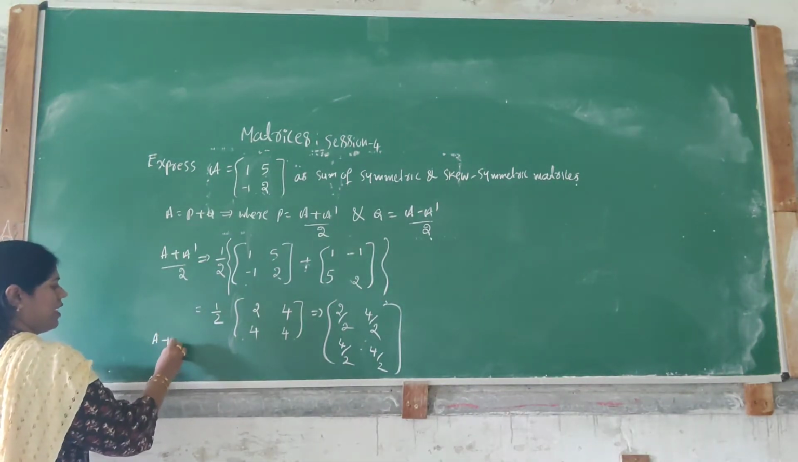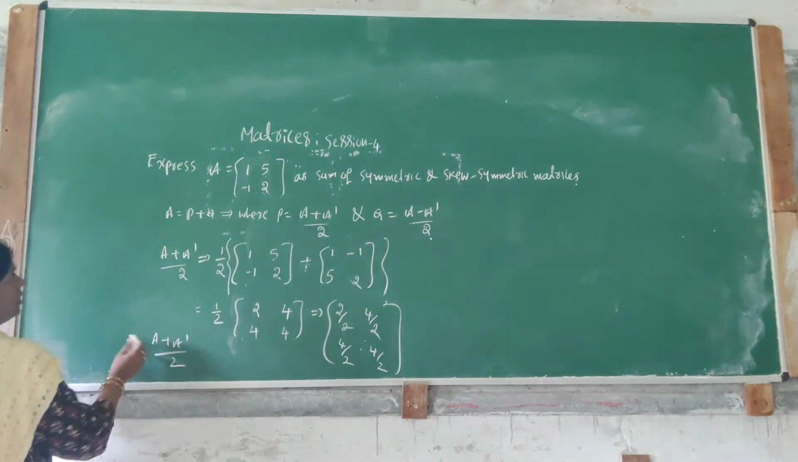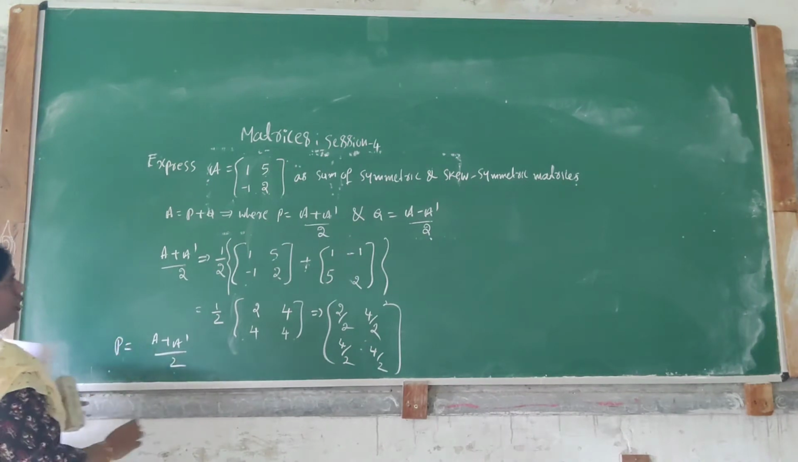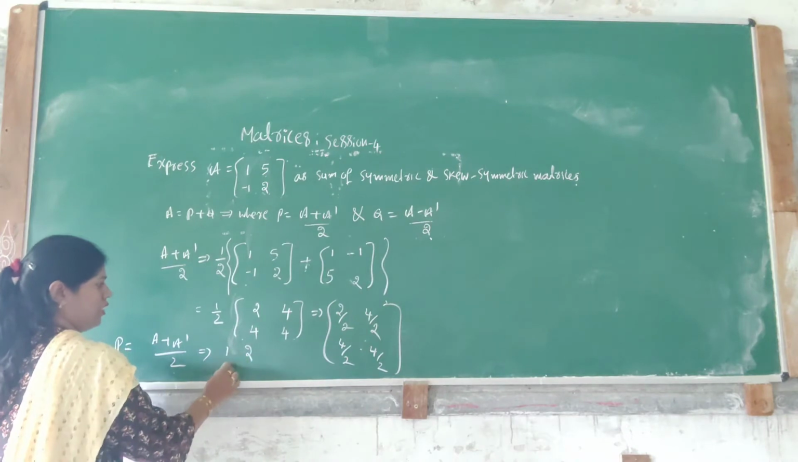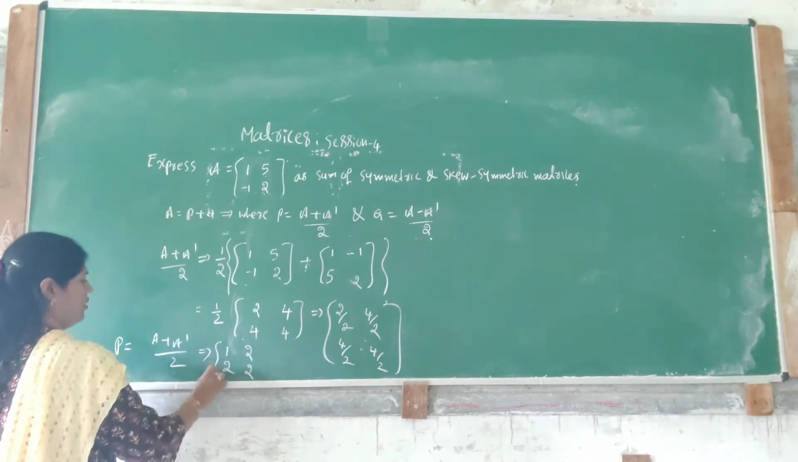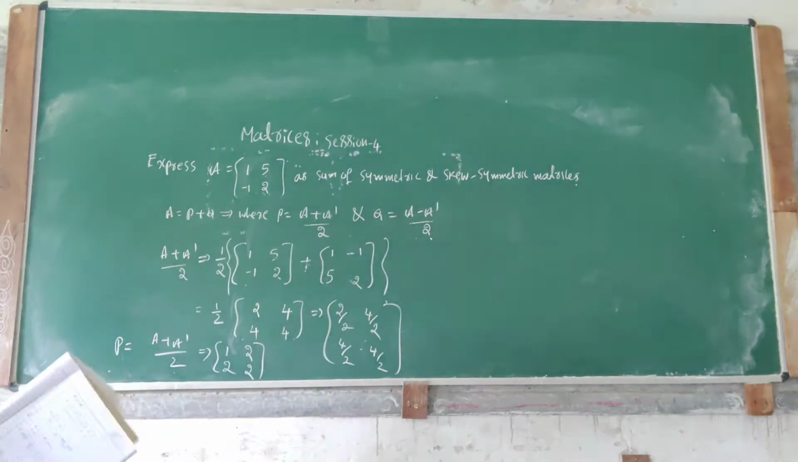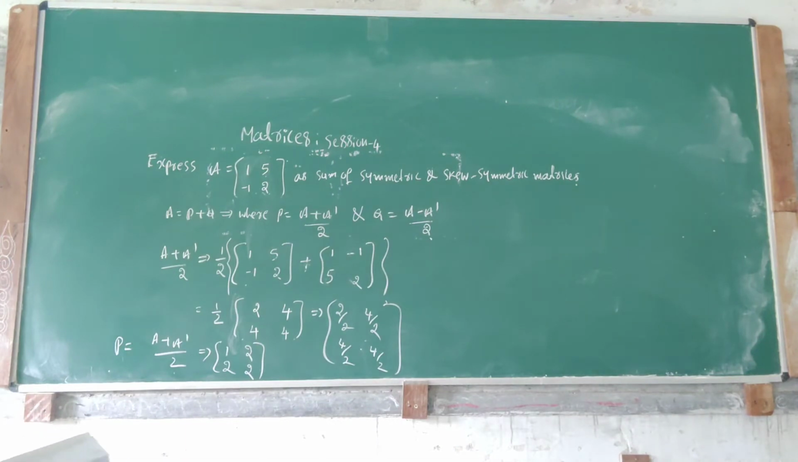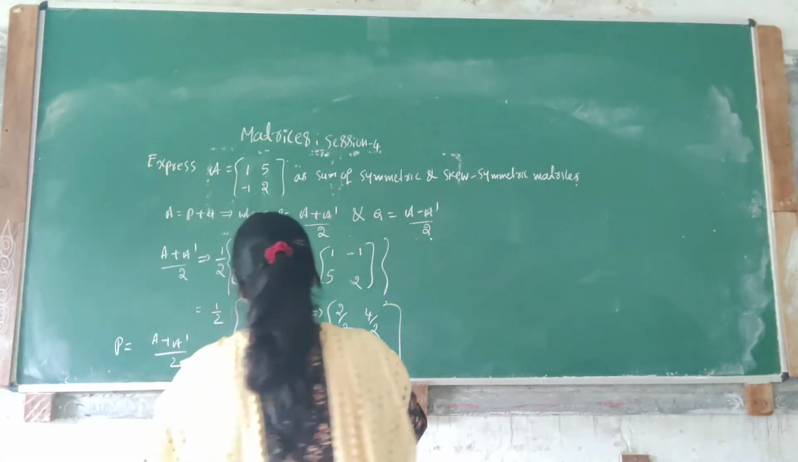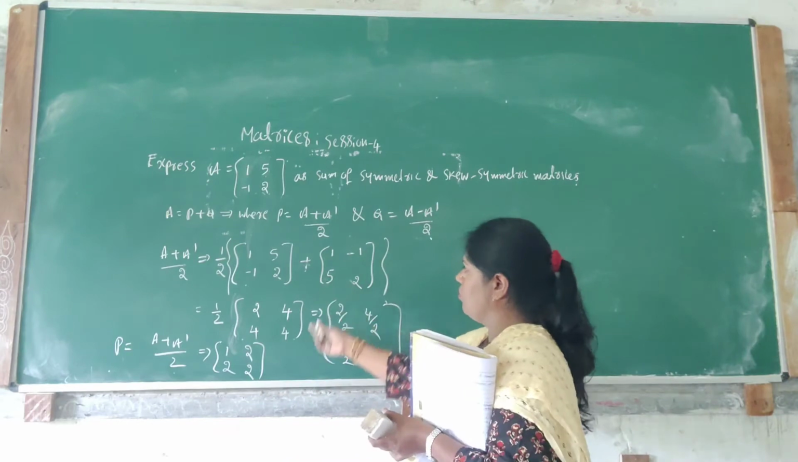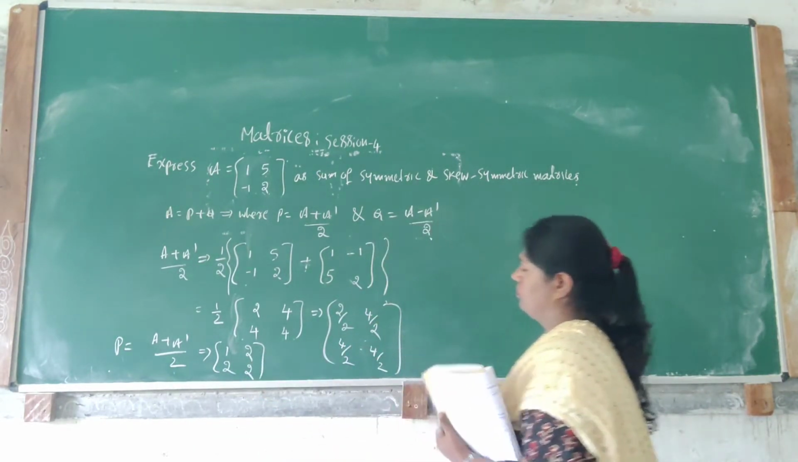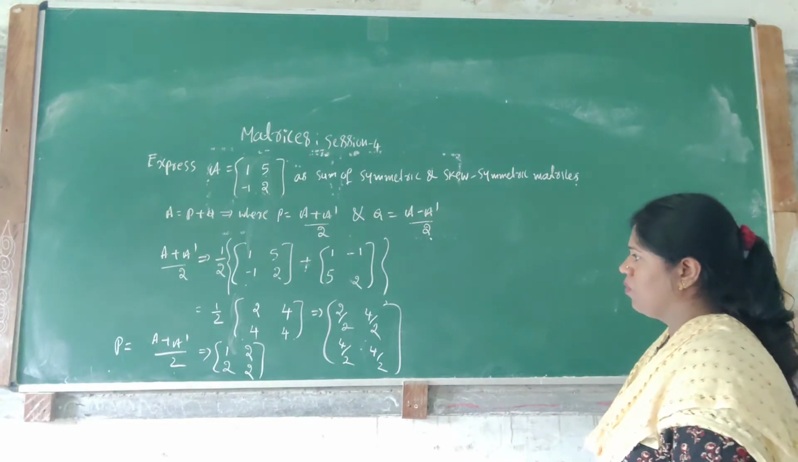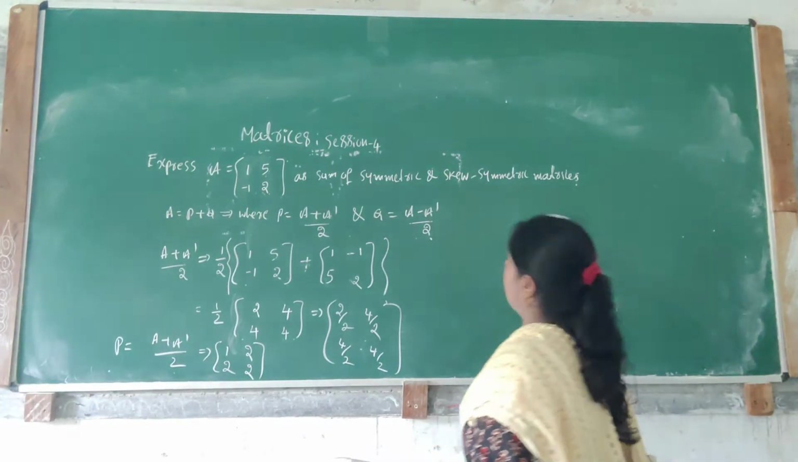So A plus A dash divided by 2, this is P. What is the value? 1, 2, 2, 2. So P is equal to [1, 2; 2, 2]. It is a symmetric matrix, no? Because when we transpose it, we get the same matrix only.